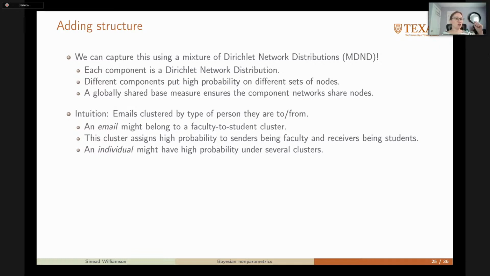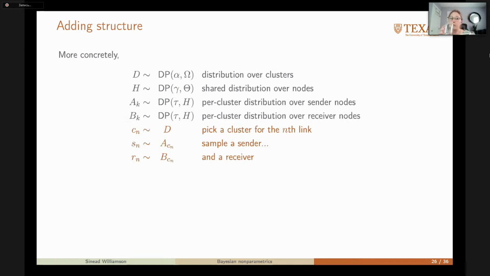So each node can have high probability under multiple clusters. Just like in the topic model, a word could have high probability in multiple clusters. Each email, if we're talking about emails, is going to belong to a single cluster, and it's going to pick from people who are high probability in that cluster. Right? And again, within each cluster, it's going to be asymmetric. All right, so let's take a look.